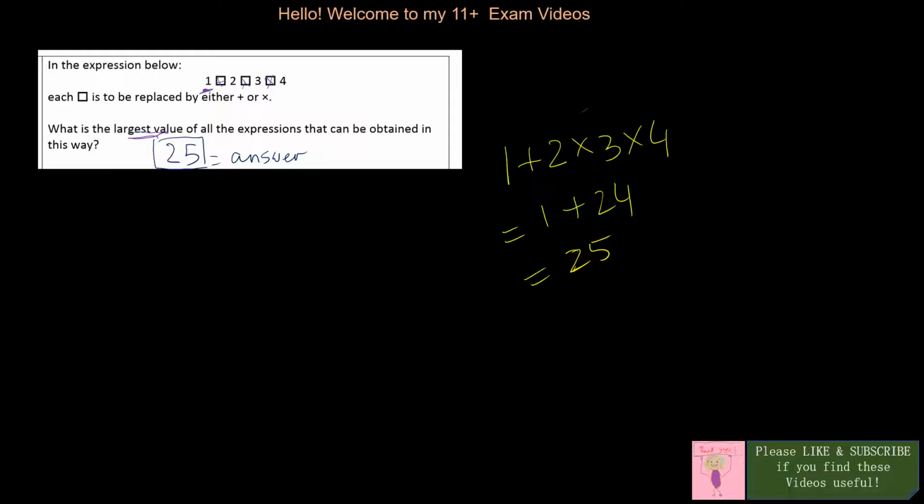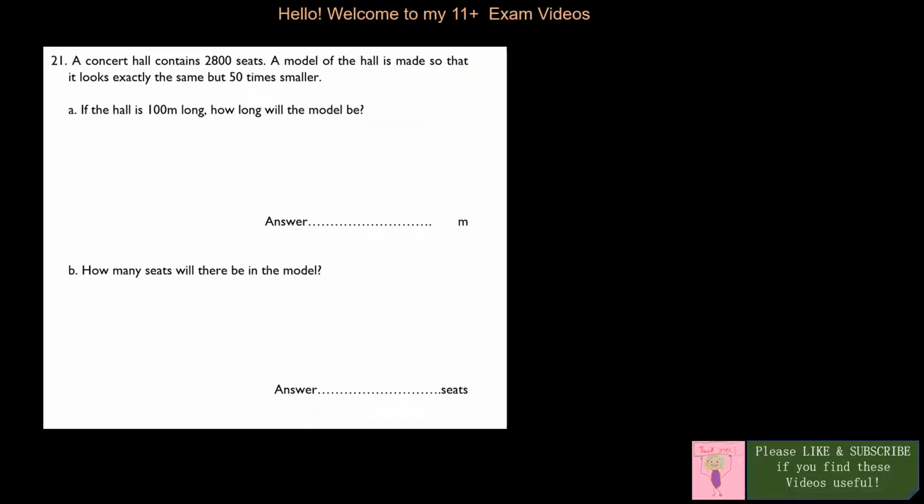Okay, let's move on to the next question. A concert hall contains 2,800 seats. A model of the hall is made so that it looks exactly the same but 50 times smaller. Okay, it's just a model. If the hall is 100 meters long, how long would the model be? And part B is, how many seats will there be in the model?